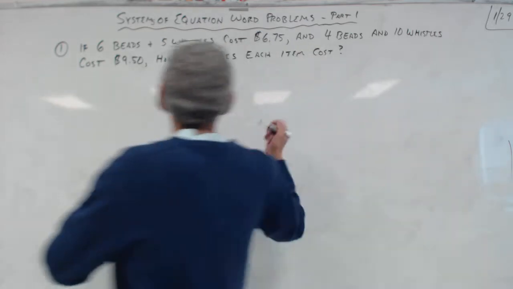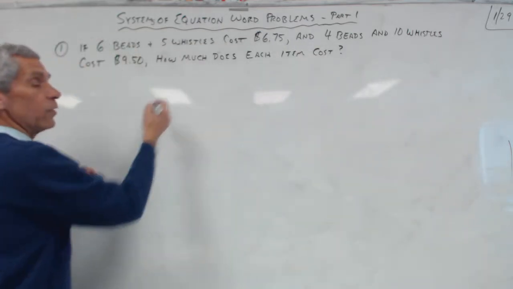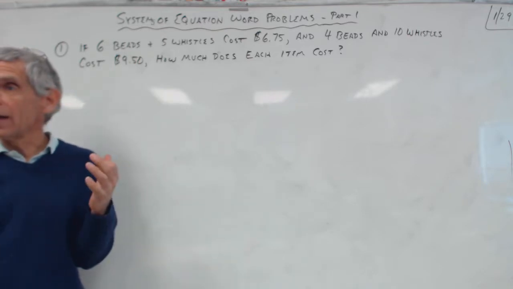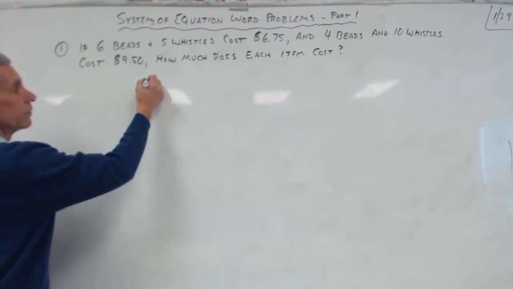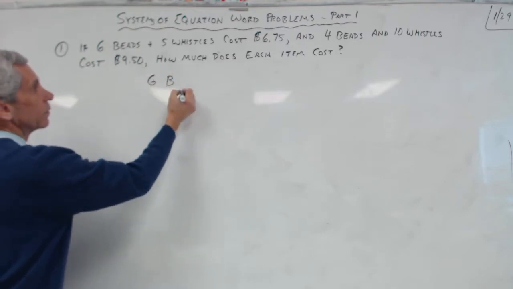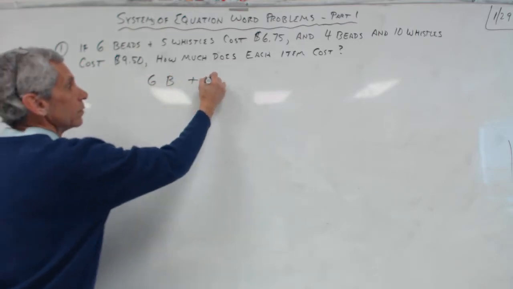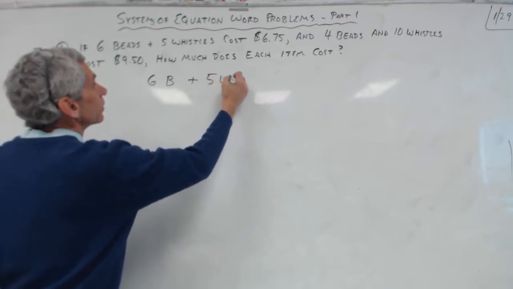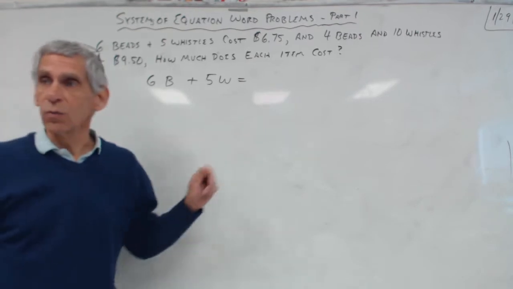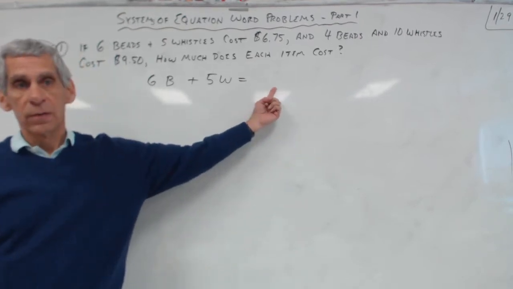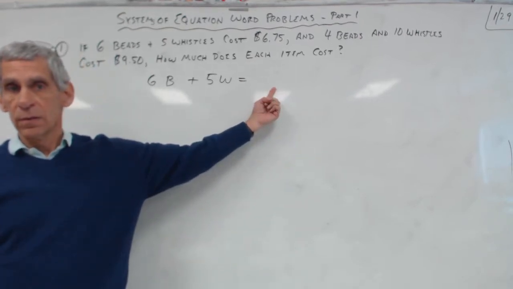Instead of using X and Y, let's use B for beads and W for whistles. So 6B plus 5W equals... Write this down in your notes, guys. Now the question is, what should we put here? 6.75, or 6 3/4.